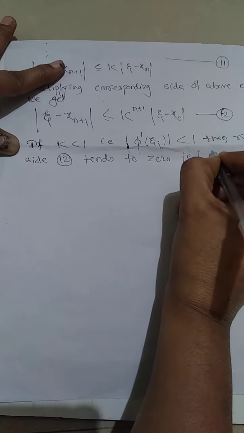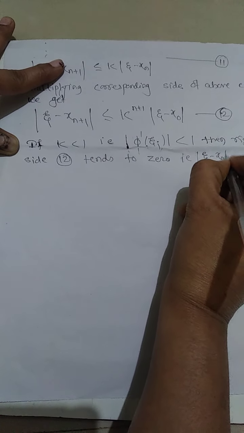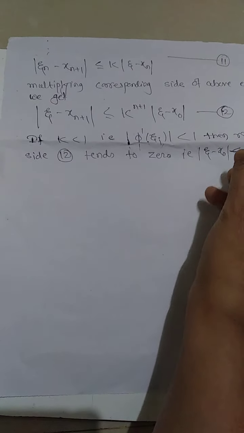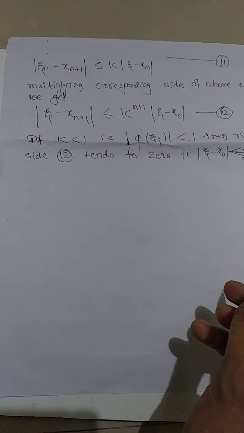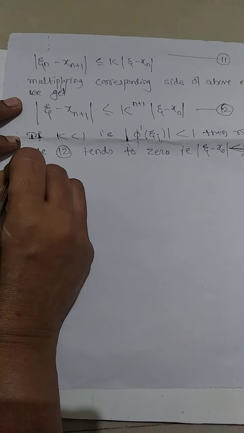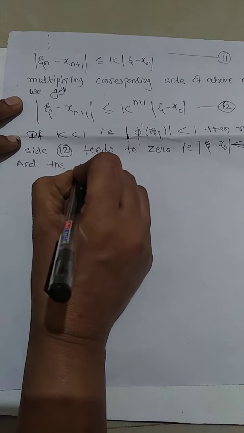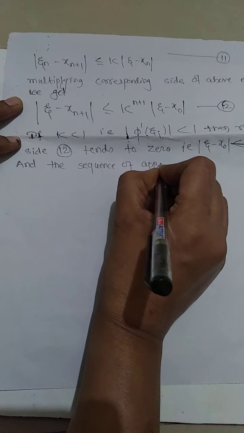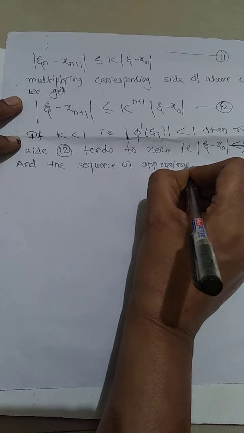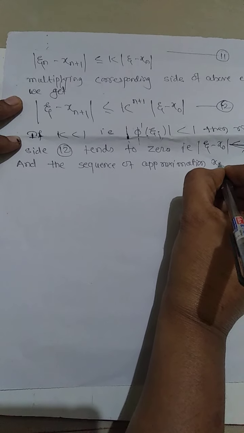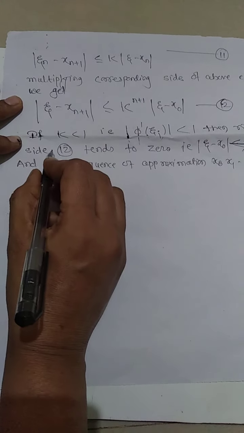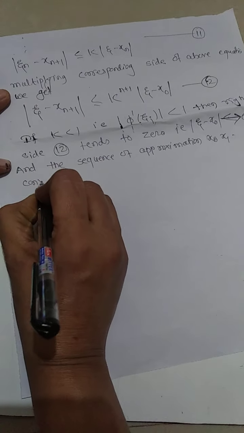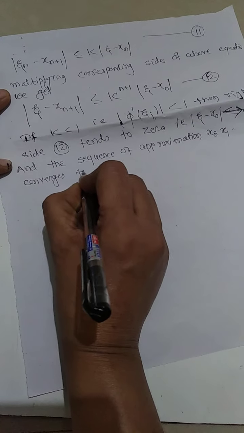That is mod of xi minus x0 tends to 0. And the sequence of approximations x0, x1 up to the term xn converges to xi.